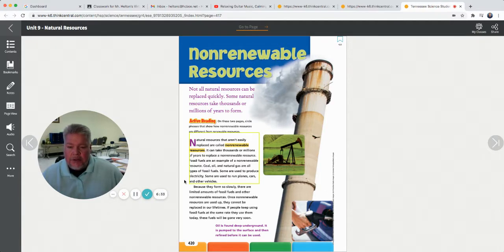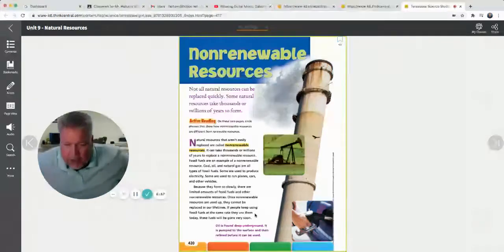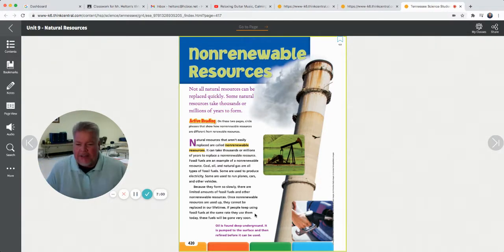Some are used to produce electricity. Some are used to run planes, cars, and other vehicles. Because they form so slowly, there are limited amounts of fossil fuels and other non-renewable resources. Once non-renewable resources are used up, they cannot be replaced in our lifetime. If people keep using fossil fuels at the same rate they use them today, these fuels will be gone very soon. So there's been a topic about this in the news.